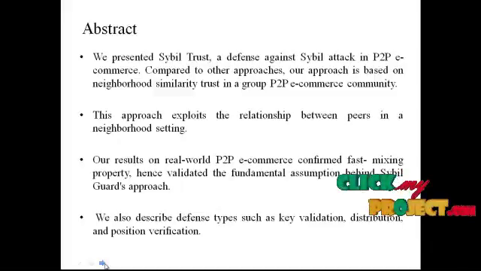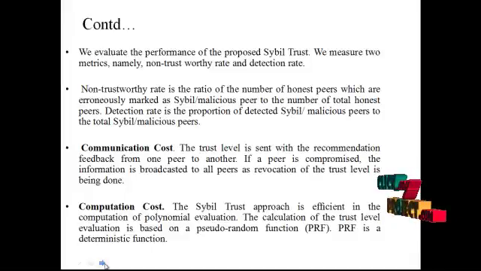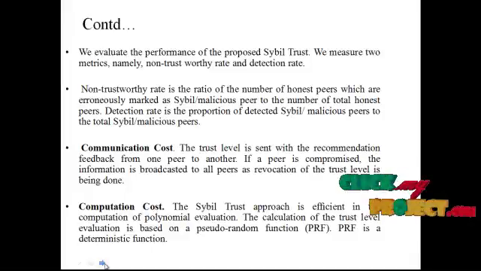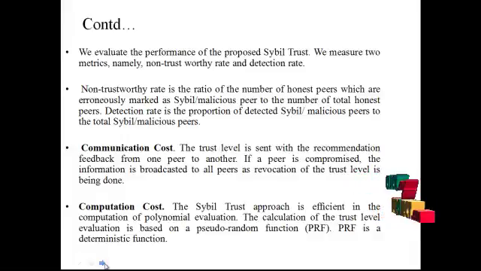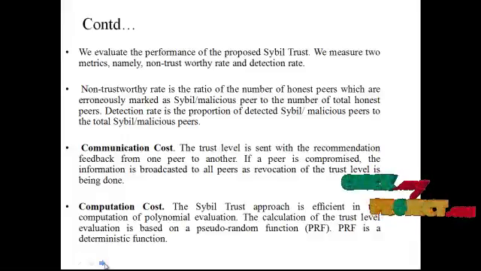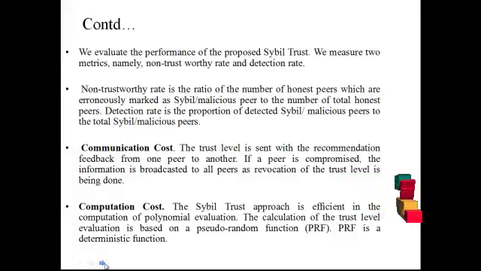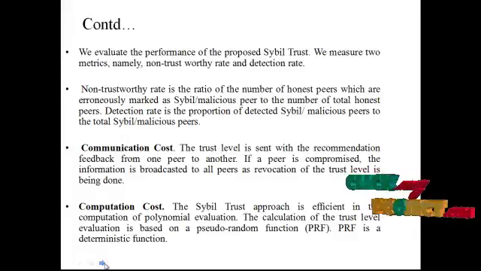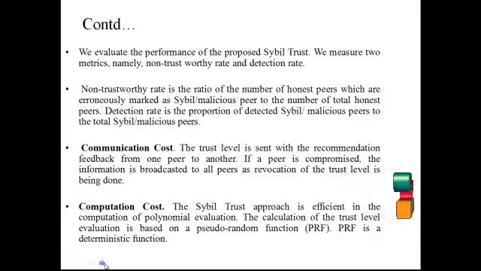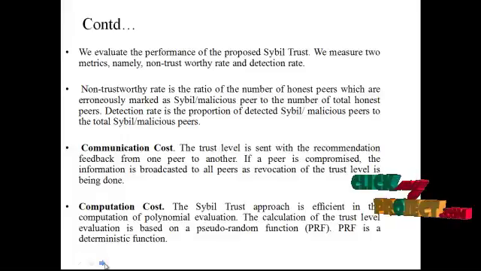We also describe the different types such as key validation, distribution, and position verification. We evaluate the performance of the proposed Sybil Trust. We measured two metrics, namely non-trustworthy rate and detection rate. Non-trustworthy rate is the ratio of the number of honest peers which are erroneously marked as Sybil or malicious peers to the number of total honest peers. Detection rate is the proportion of detected Sybil or malicious peers to the total Sybil or malicious peers.